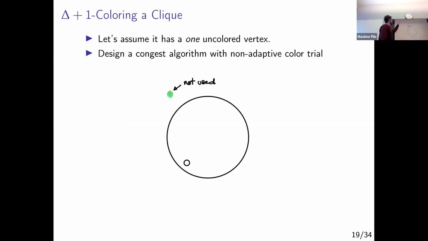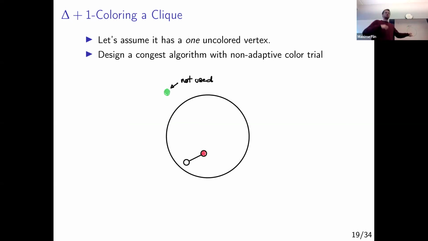Okay, so let's think about an even simpler situation. I have just one uncolored vertex in the clique. It doesn't really look like a clique, but it is. I have one uncolored vertex, which means there is one free color that's not used, the green color, and I want to design the type of CONGEST algorithm we talked about. So what you can do is just sample a uniform color, and most likely it's going to be used. You'd be very lucky if you get green. And if it's used, it means this guy has sampled red, and this guy used red. So there must be an edge in the sparsified graph, and these two nodes must have red in the list. So there's an edge here.